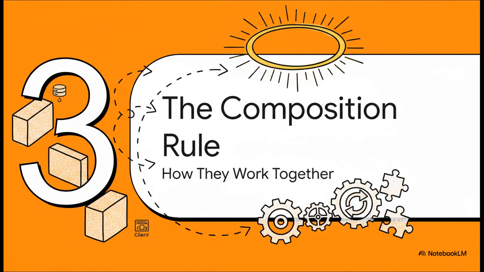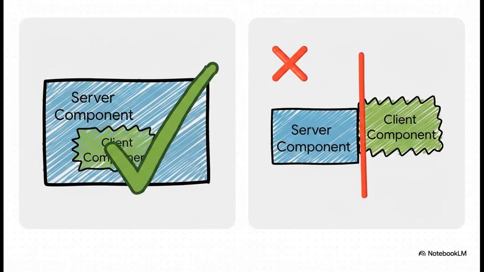All right, so we've got our server components, the factory workers, and our client components, the showroom staff. Now, the most critical part is figuring out how they work together. And to do that, you have to follow one golden rule. The rule is actually pretty simple. You can totally put a client component inside a server component. No problem. The factory can build a space for an interactive element.